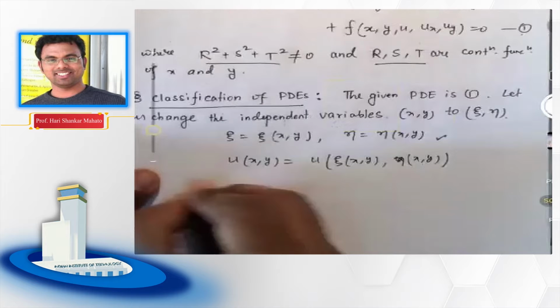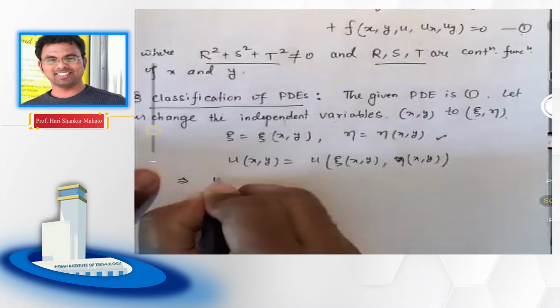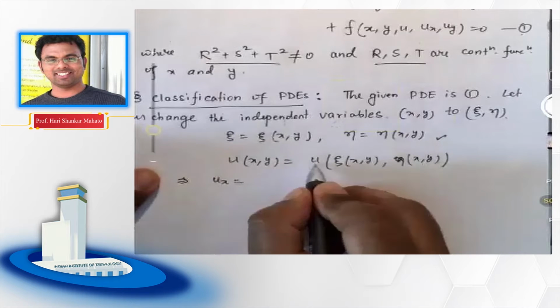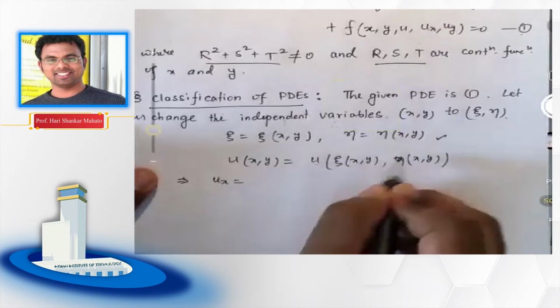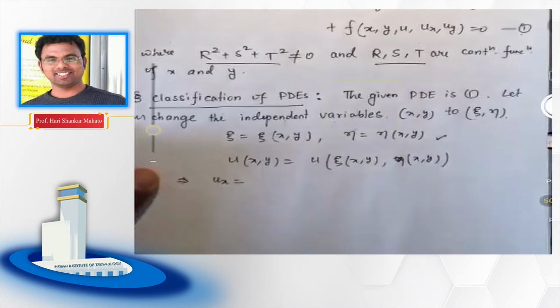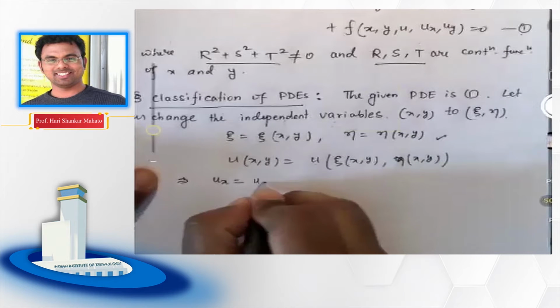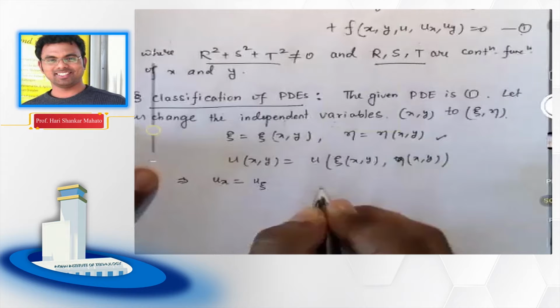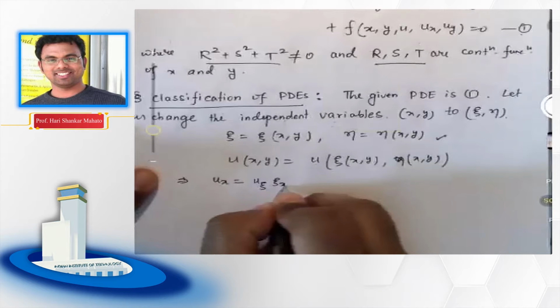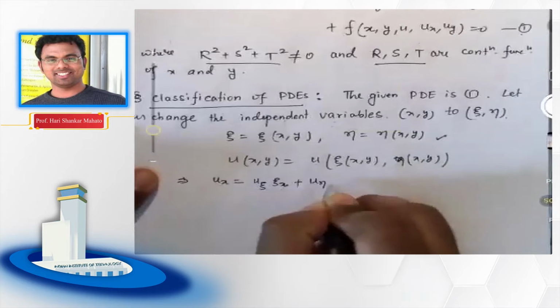For example, if you try to compute ux here, then u is a function of xi and eta, where xi and eta are functions of x and y. So basically, you have to apply the chain rule, and this will become u xi, then xi of x plus u eta, then eta of x.